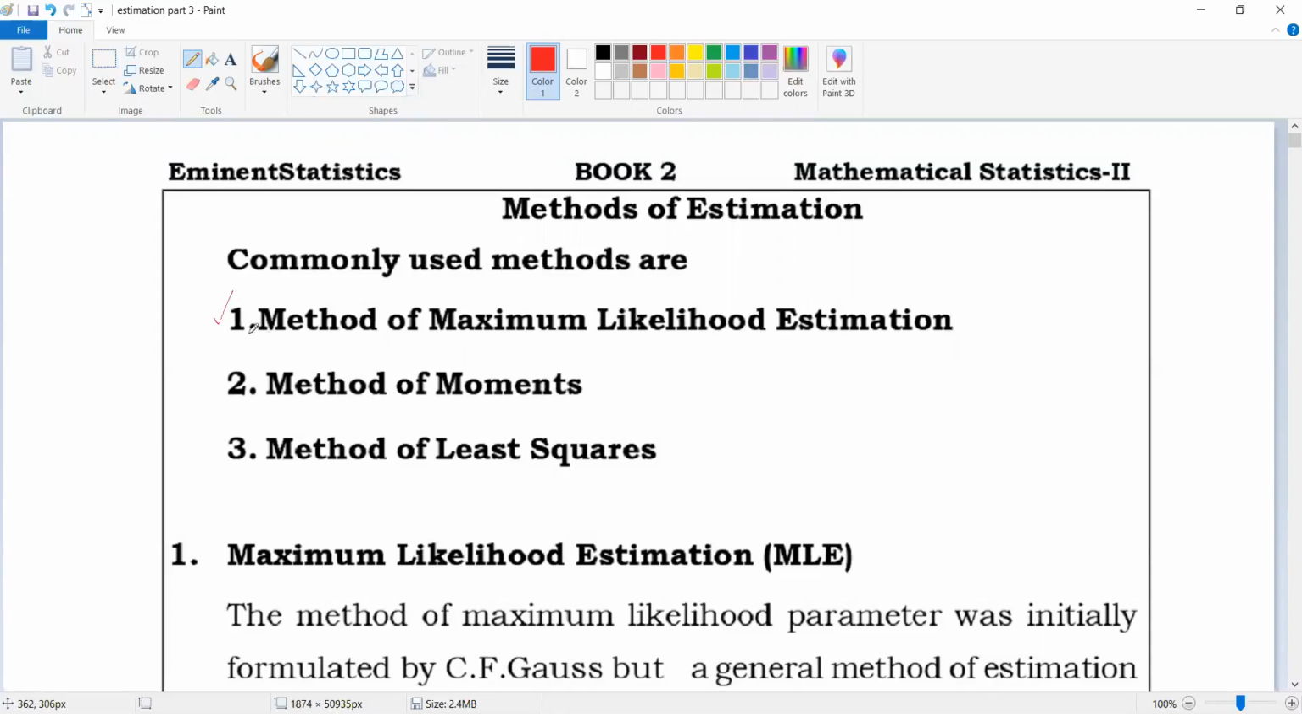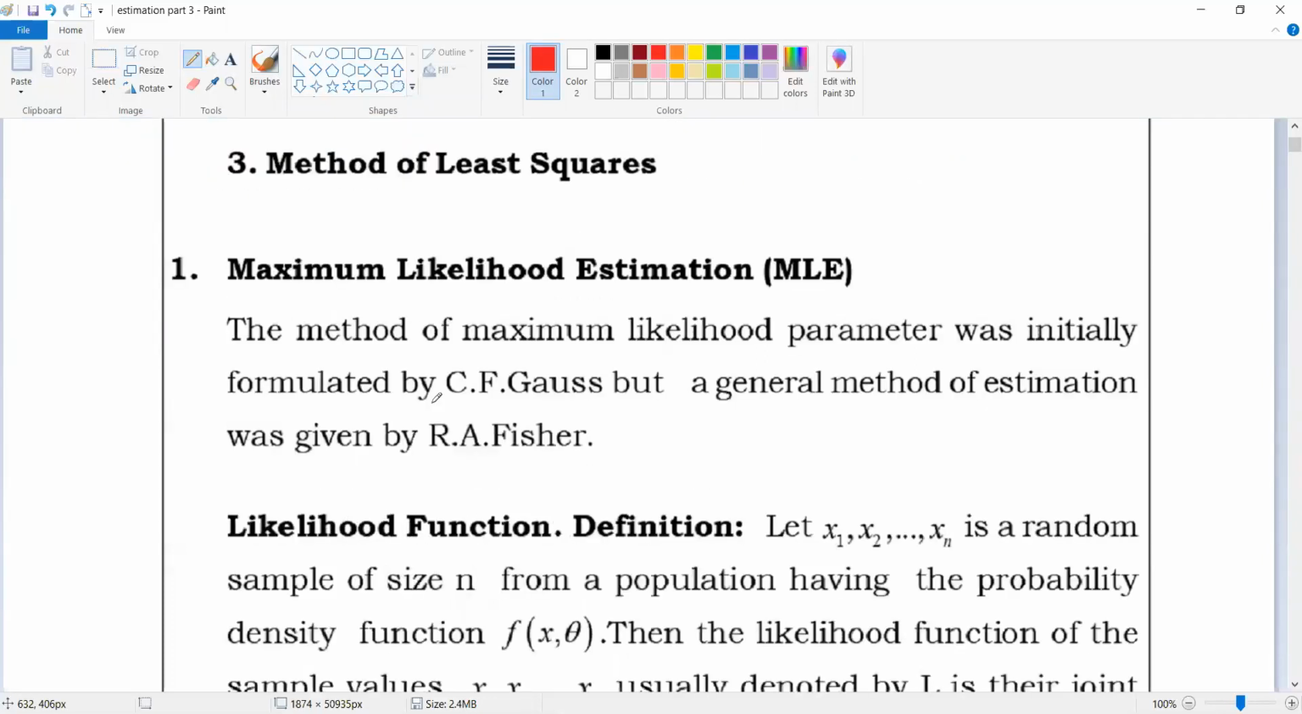Based on our curriculum, these three are very important from the examination point of view. The first two are very, very important topics for regional-wide and nationwide examinations. The method of least squares, the third method of estimation, is also very important for regional and nationwide examinations. Starting with maximum likelihood estimation.